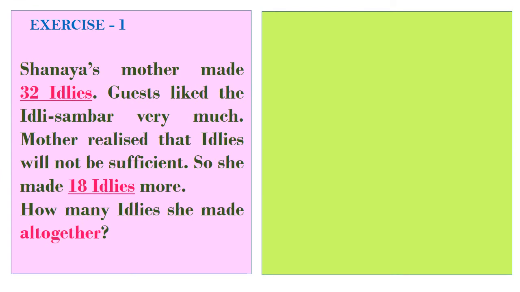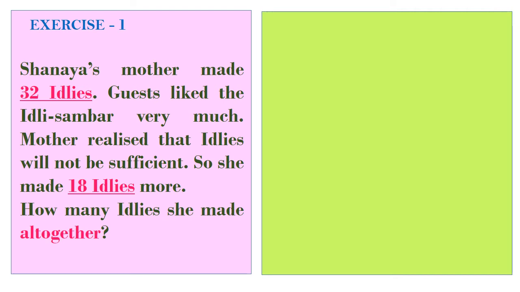Shanaya's mother made 32 idlis for the guests. They liked idli sambar very much. Mother realized that idlis will not be sufficient, so she made 18 idlis more. How many idlis she made altogether?